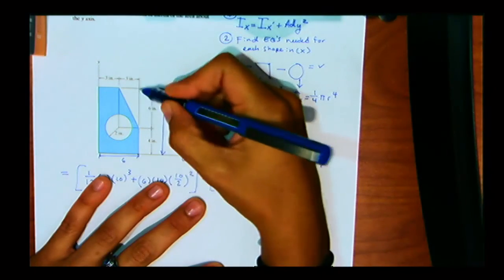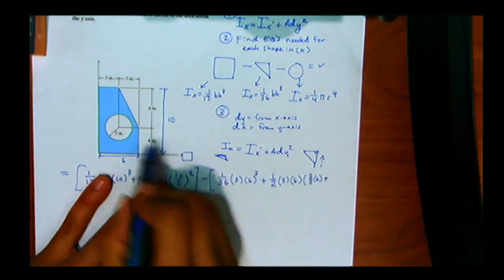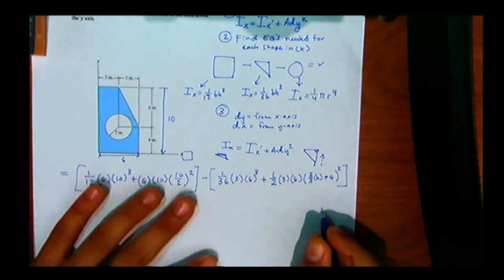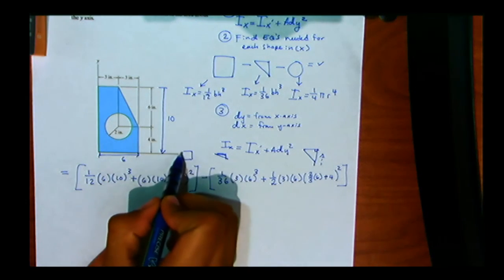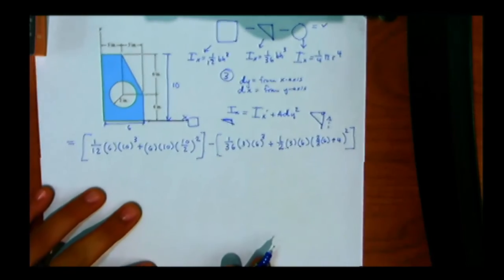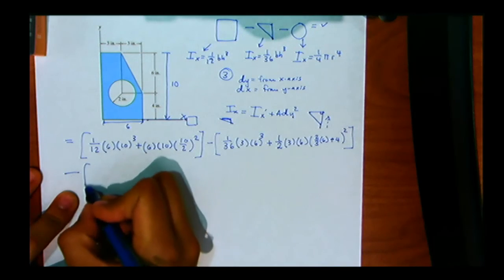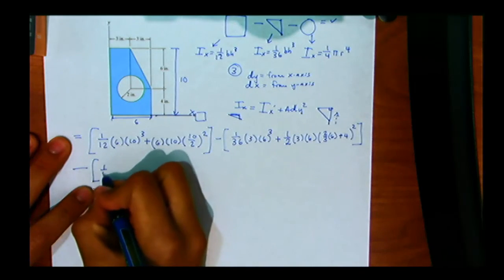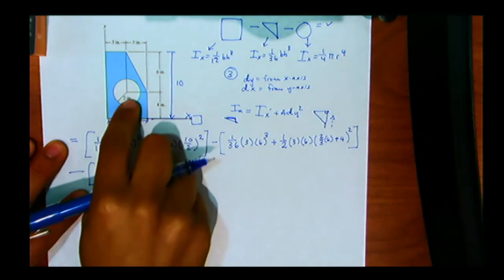Now we're subtracting the circle, okay? So our circle is going to be 1/4 pi times the radius, which is 2, it's given, to the 4th, plus the area of a circle, pi r squared. Pi, radius is 2, squared. And now we need distance from y. So here, it's given to us, right? It's 4. 4 squared.